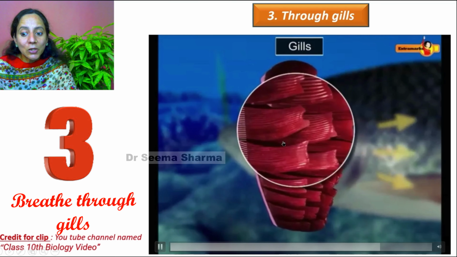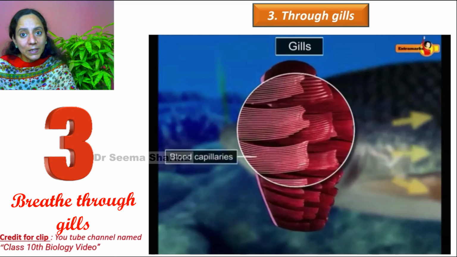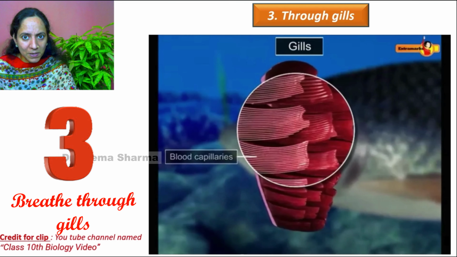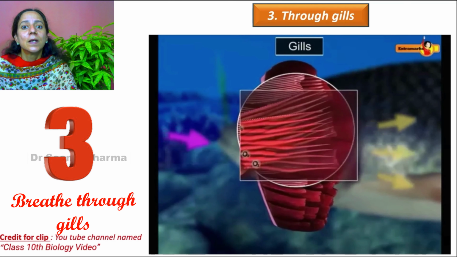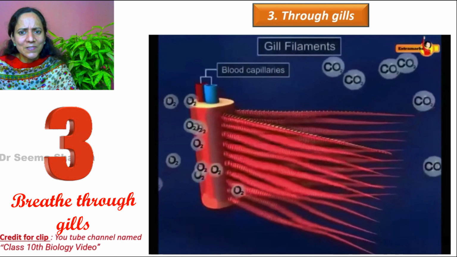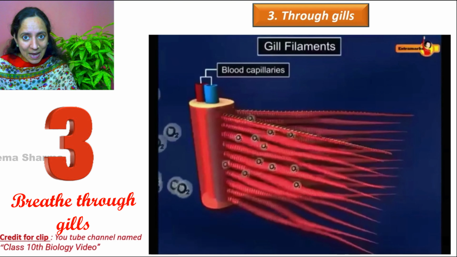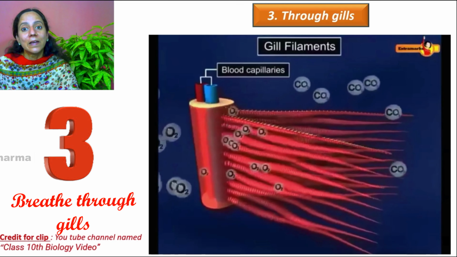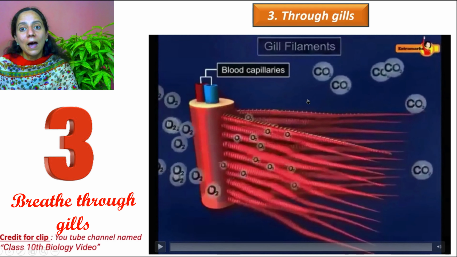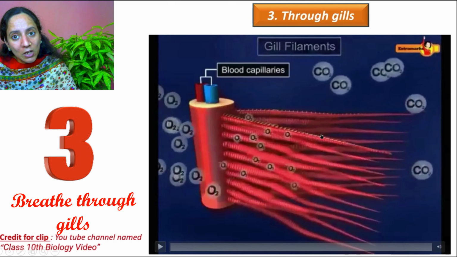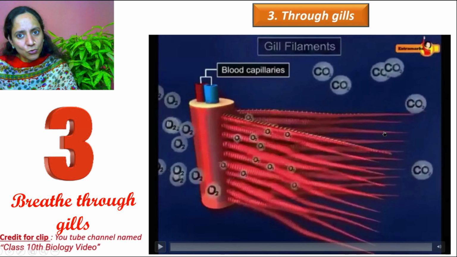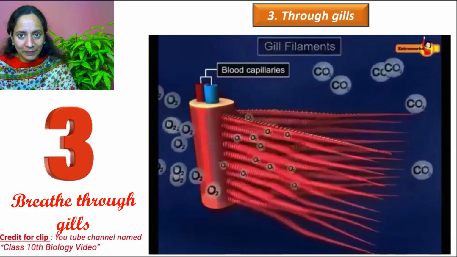So this is the closer look of the gills. Within the gills, there are numerous filaments, and each filament has a number of very thin blood vessels called capillaries. These capillaries help in absorbing oxygen, and they also expel carbon dioxide through the process called diffusion. So this is how exchange of gases is taking place in fish through gills.